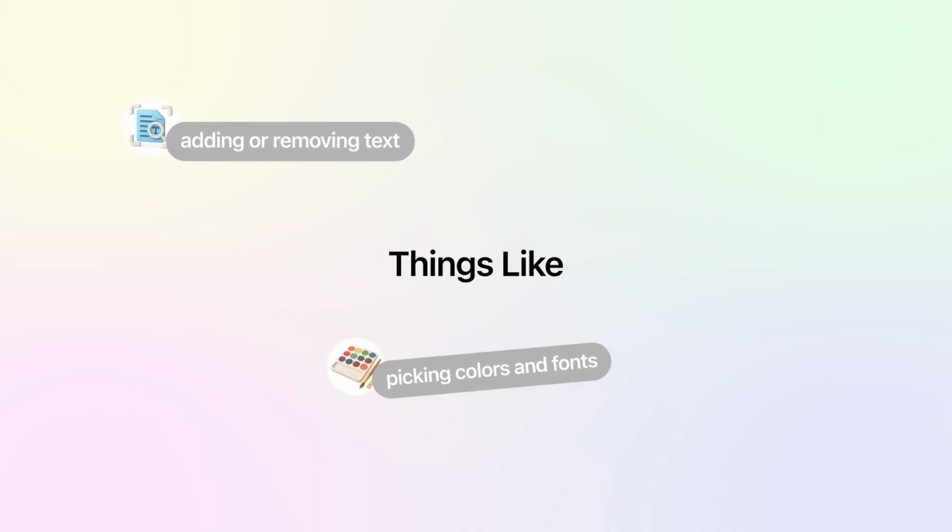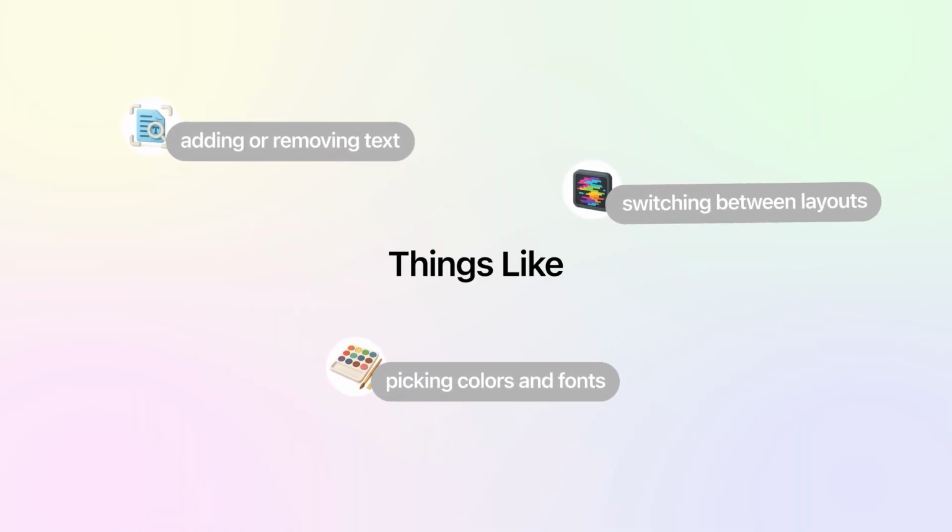The app can already generate logos, but right now, it doesn't give users much freedom. That means we need to open it up and let people actually make some choices. Things like adding or removing text, picking their own colors and fonts, or switching between different layouts. Little details like that make a big difference because nobody wants a logo that looks completely random, right?